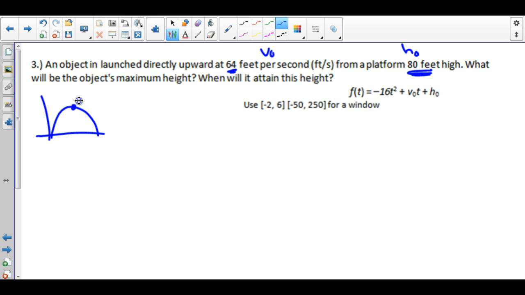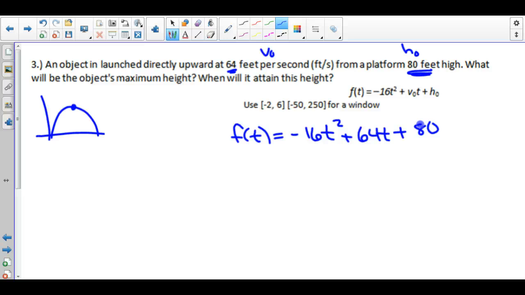So throw this in the graphing calculator and then change the window to match exactly what I have up there. I'm going to do the same thing. So f of t, if I substitute the values in correctly, will be negative 16t squared plus your initial velocity, which is 64t, and then plus your initial height, which is 80 feet. So I'm going to put that in there just as I see it, and then I'm going to adjust my window.